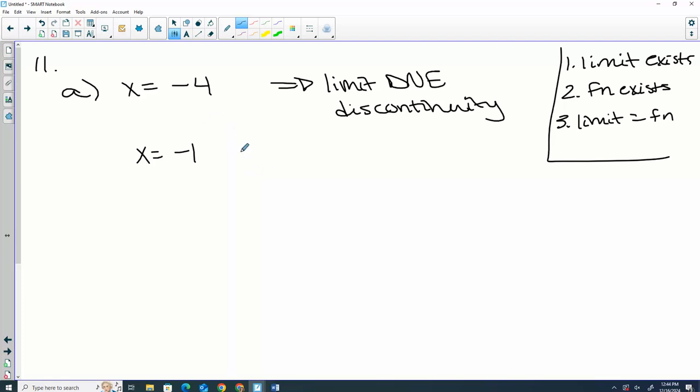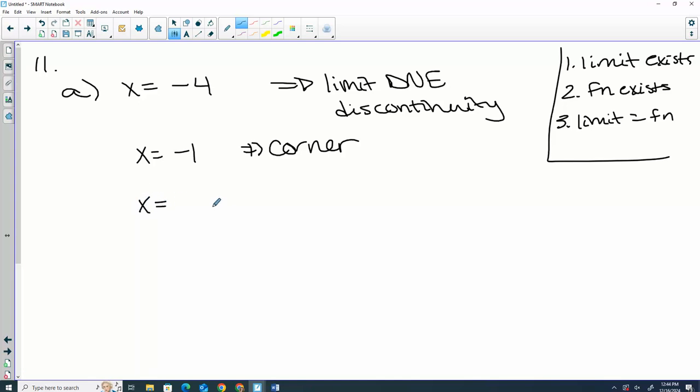So at -1, does the limit exist? Yeah, it matches up, the limit exists, and the function exists, but we have a different problem. The vertical tangent line? Not at -1. It's the corner. Oh, yes. Okay, so that makes the derivative not exist because of that corner.